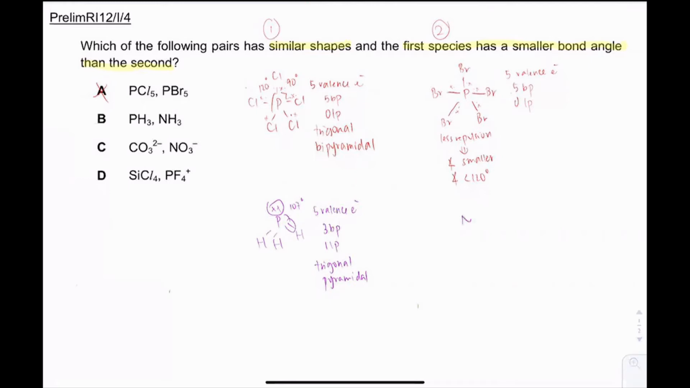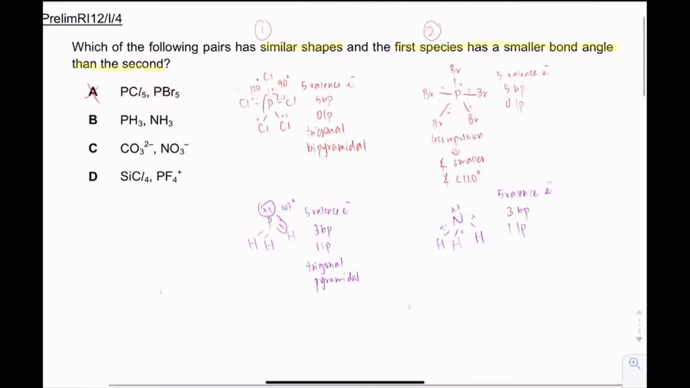And then next, your NH3 also has 5 valence electrons. And so, since there's 3 hydrogen, there's going to be 3 bond pair and 1 lone pair. So it's also trigonal pyramidal, and therefore it also looks like that. So they have the same shape. However, N is more electronegative. So therefore, it will attract the electrons closer to itself. P being less electronegative, it will not attract the electrons as closely towards itself. Hence, the bond pair of electrons will be further away.